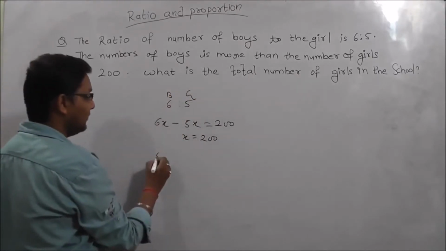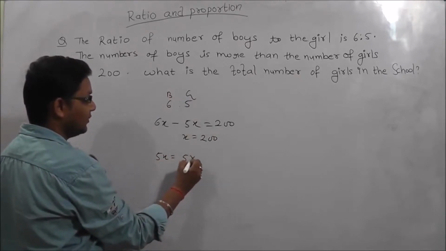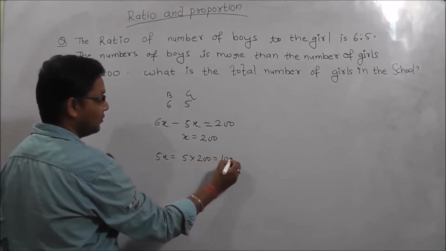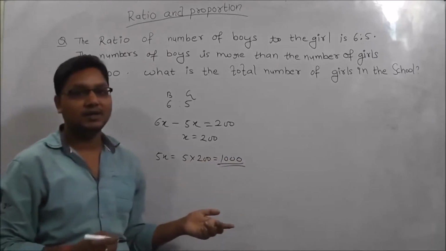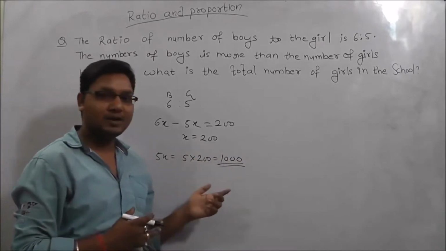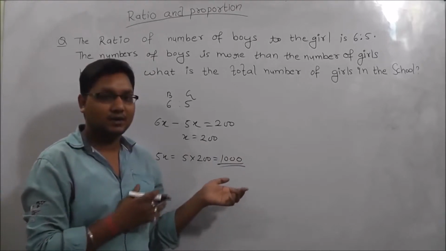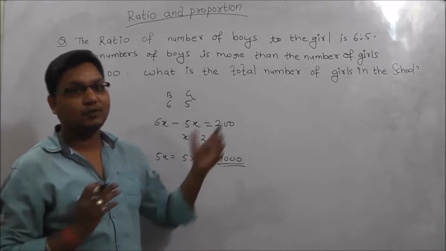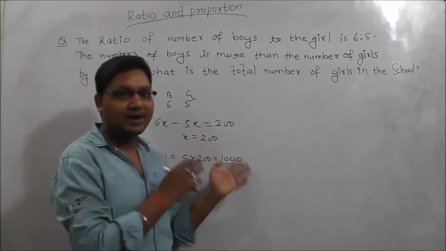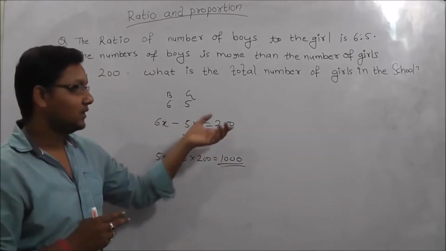and then we can find the total number of girls, that is 5x, that equals 5 into 200, that equals 1000. Total number of girls is 1000. This is the usual method. In small questions, the usual method is also fine, but in lengthy questions you will see the benefit of using the part method. So let's see the part method, how to use it in this question.